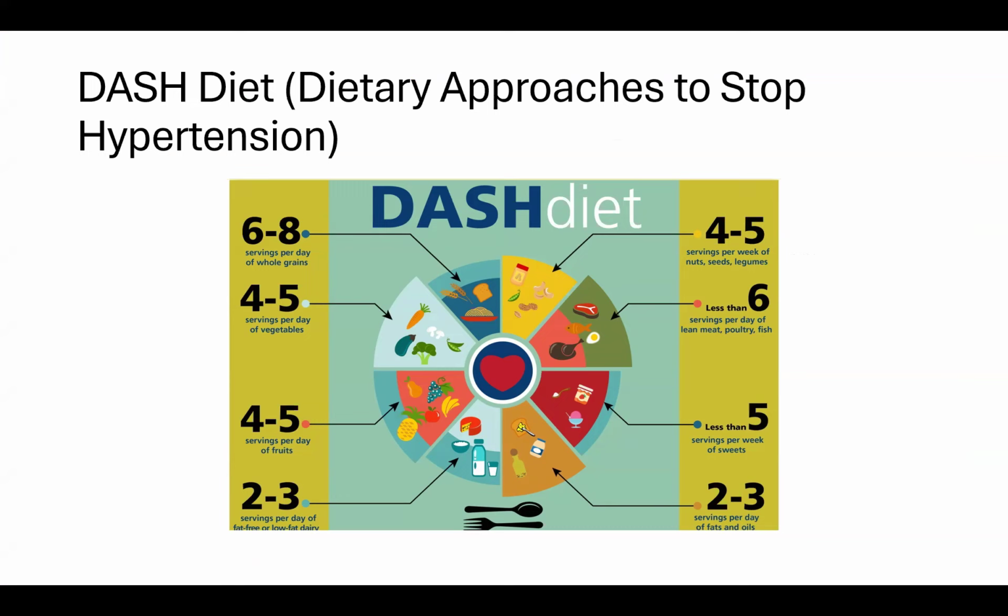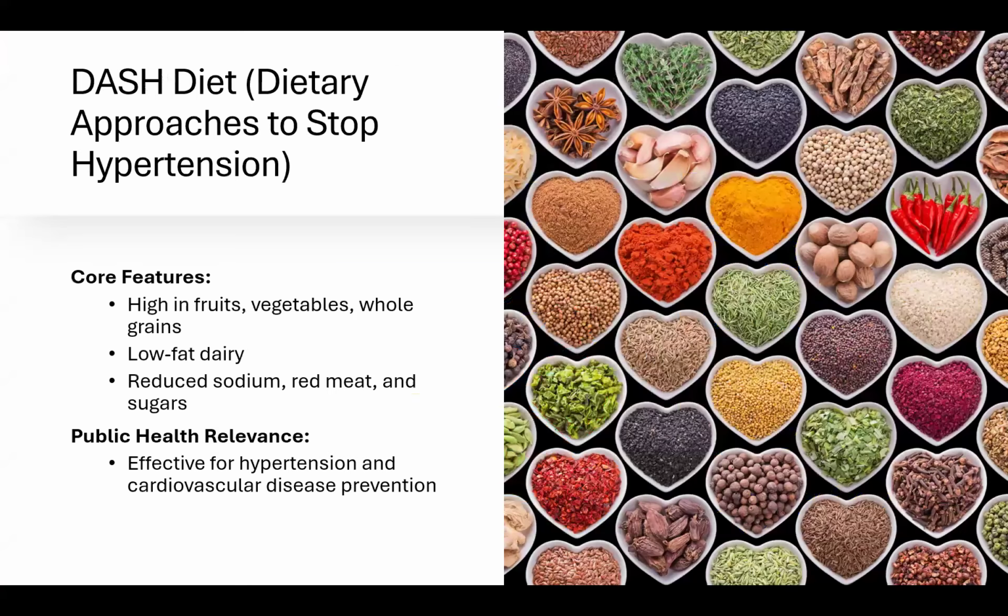2 to 3 servings per day of fats and oils. 2 to 3 servings per day of fat-free or low-fat dairy. 4 to 5 servings per day of fruits, 4 to 5 servings per day of vegetables, and 6 to 8 servings per day of whole grains. At its core, DASH diet is high in fruits, vegetables, and whole grains, low fat dairy, and reduced sodium, red meat, and sugars. It is effective for hypertension and cardiovascular disease prevention.